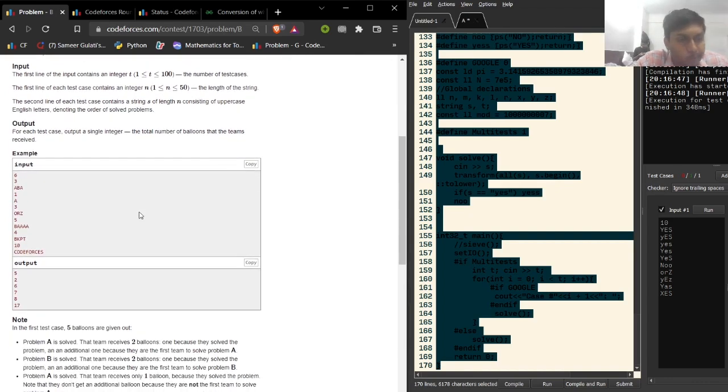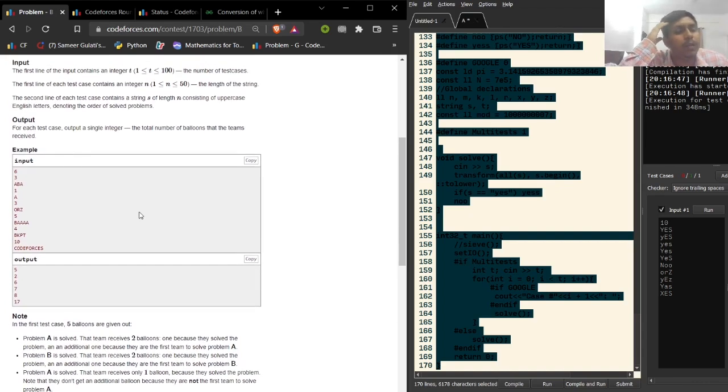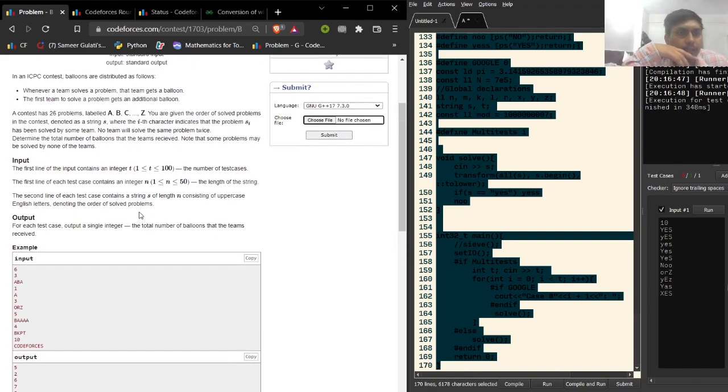Okay. You just find out the number of problems the team has solved, those that have been solved. Those will give you balloons. So 3 problems having been solved will give 3 balloons, and then you find the number of unique characters.